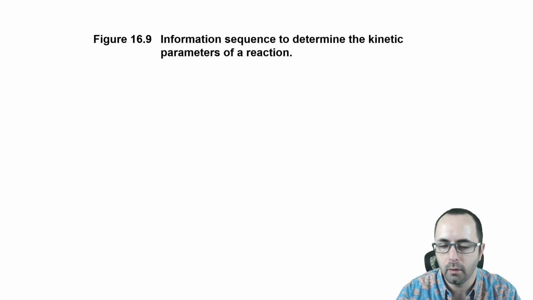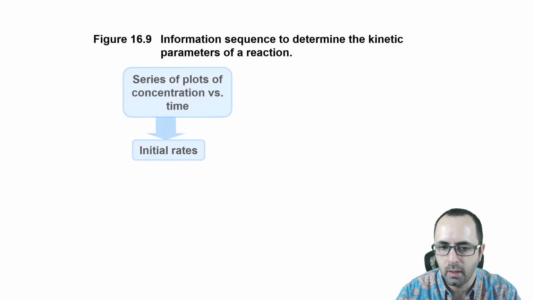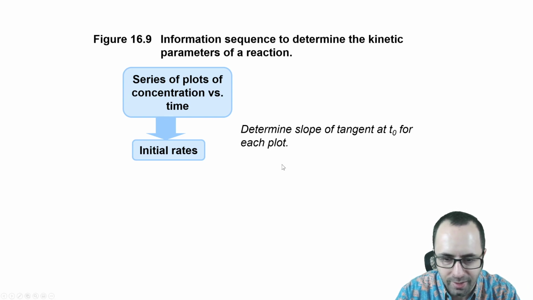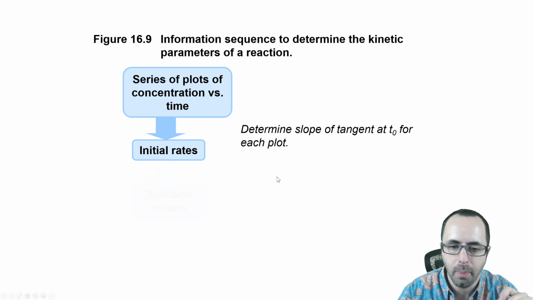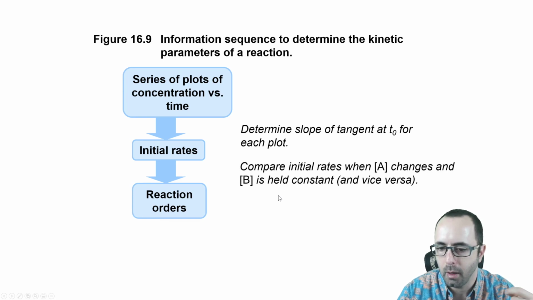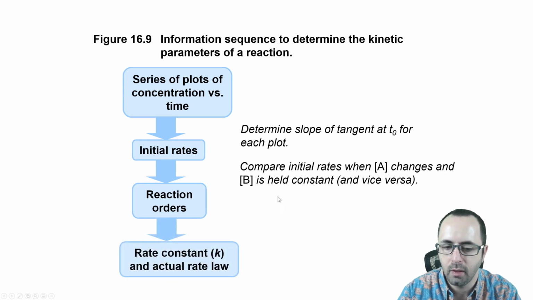So finally, we used the rate law to determine the rate orders of the reaction. In general, we get a series of plots, concentration versus time. We get initial rates. To get the initial rate, technically you determine the slope of the tangent, or you just measure the rate in a very short period of time at the beginning. That's the strategy we'll use in lab. You then determine the reaction orders by comparing the initial rates when A is changed and B is held constant and vice versa.